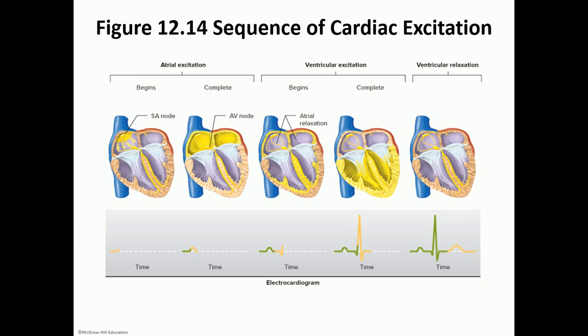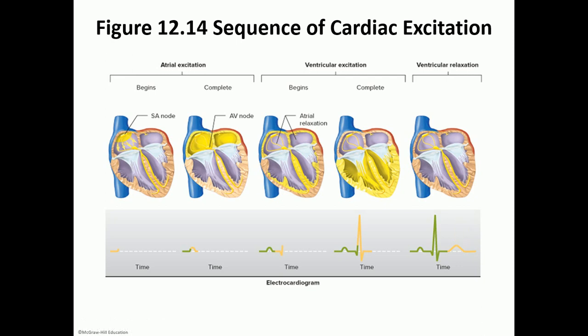So you want to be able to correlate the different waves with what's going on in the heart. So again, your P wave is atrial contraction, P as in Paul. Then you have this QRS complex, that is your ventricular contraction. And the last, T as in Tom, T wave, that is your ventricular diastole or ventricular relaxation.